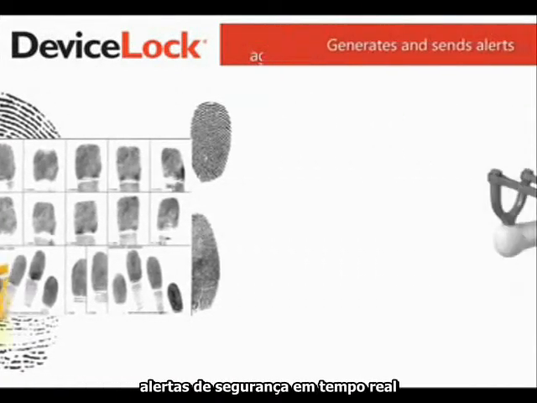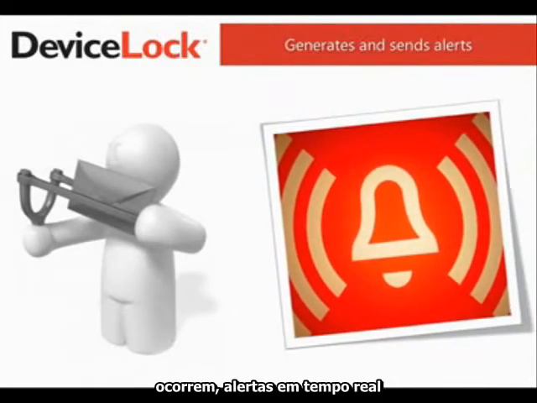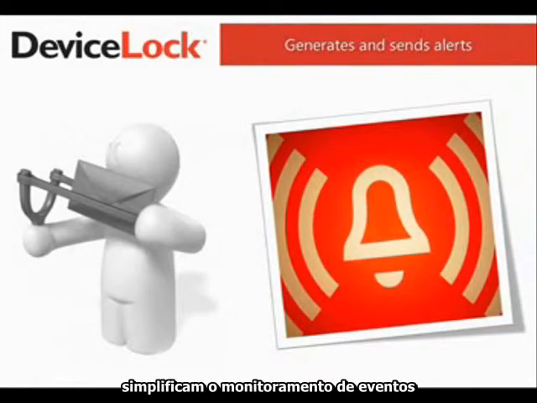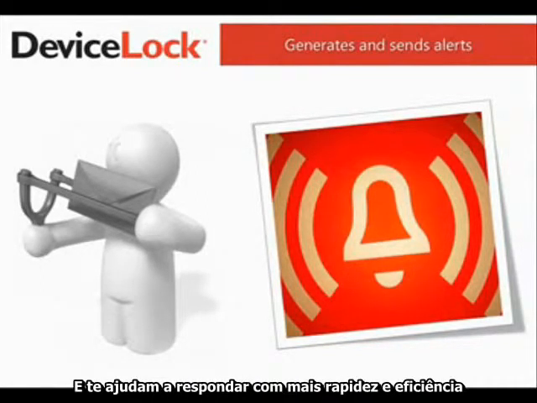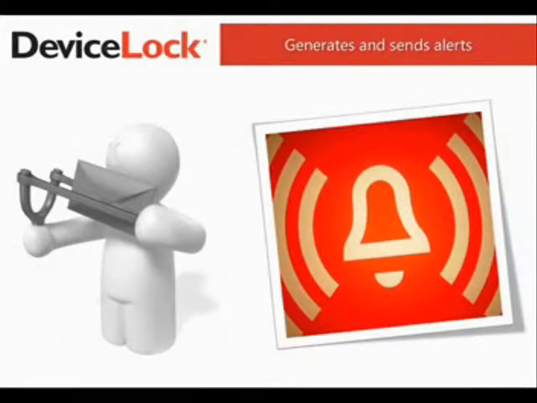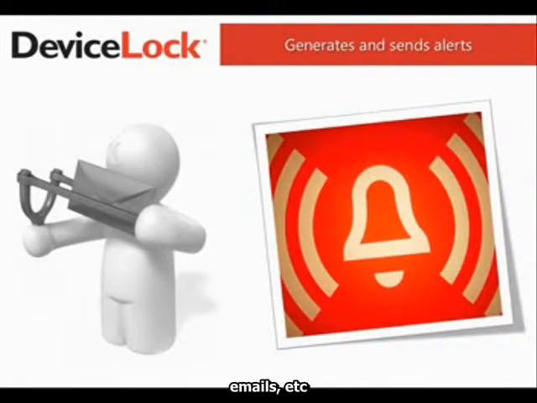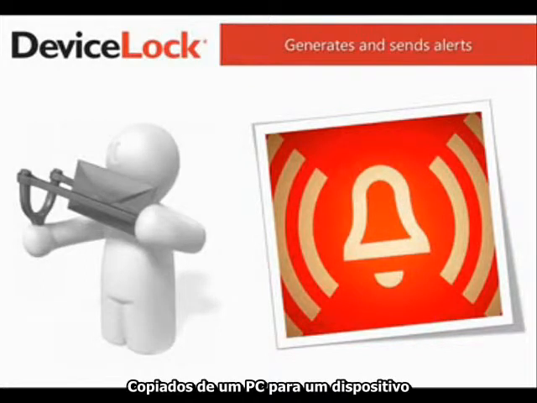DeviceLock can generate real-time security alerts when significant incidents, events, or problems occur. Real-time alerting simplifies event monitoring and log management and helps you respond faster and more efficiently to security incidents and policy violations. Also, you can enable auditing, shadowing, and alert rules for files and other objects, contacts, emails, etc., copied from a PC to a device.